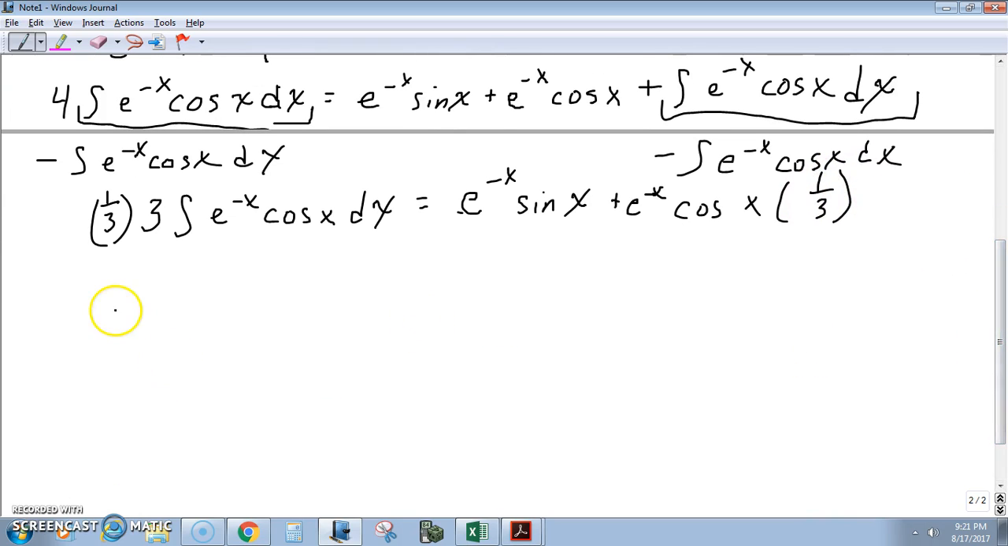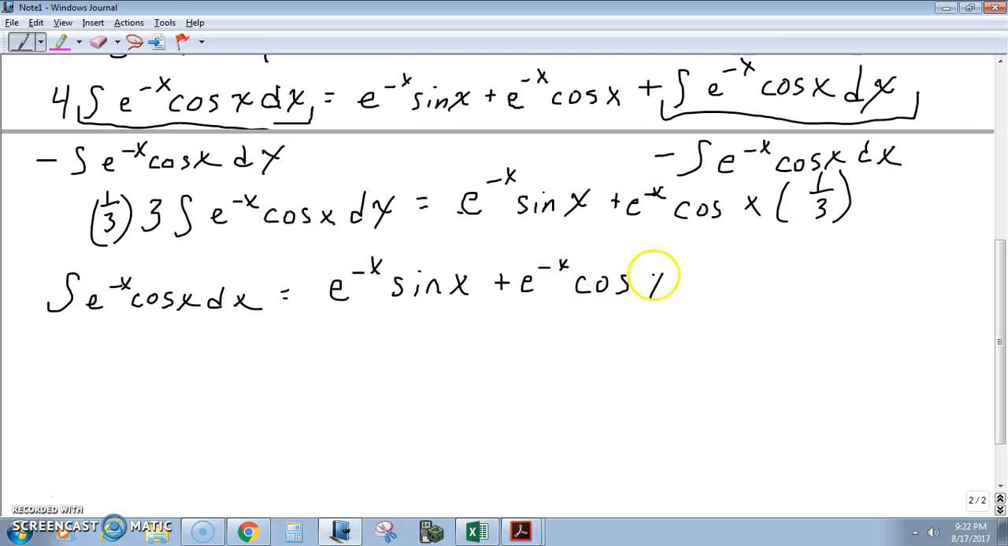I will have my integral correct on this side. I want to know, what is the integral of e to the negative x cosine x dx equal to, and then all of this divided by 3, or 1/3 times all of this, but that's not the right answer. So what did I do wrong?